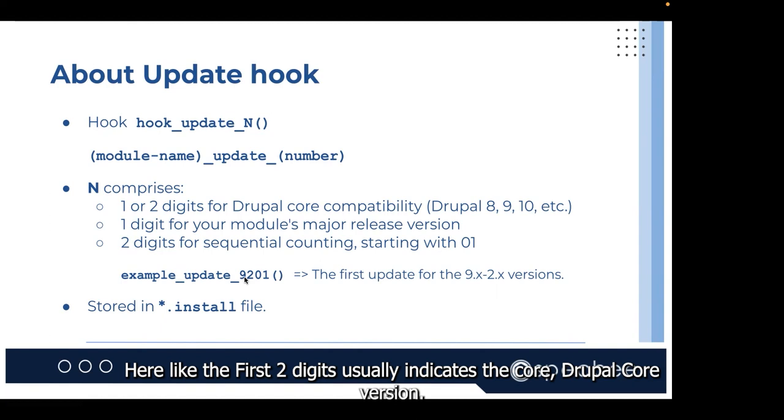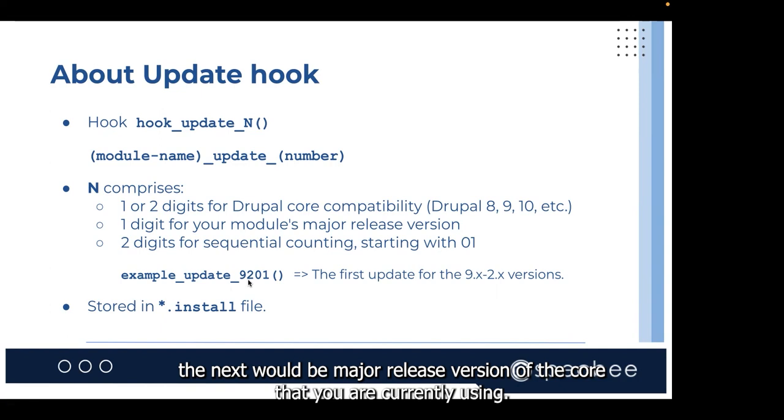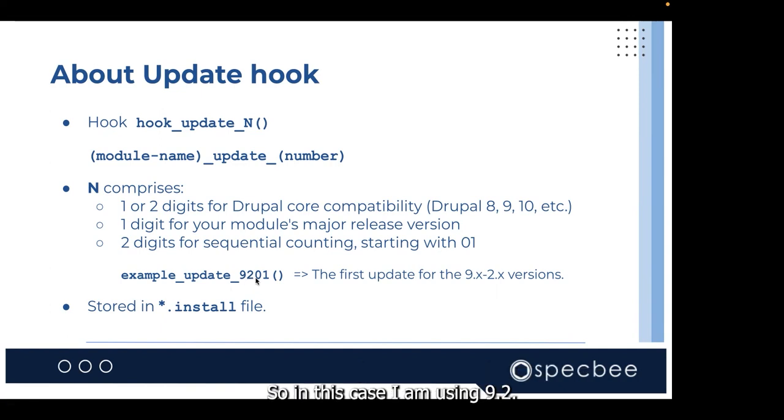Here, the first two digits usually indicate the Drupal core version. In this example, I've taken core as 9, so I've written it as 9. If it's 10, you write it as 10 there. Next would be the major release version of the core that you're currently using. In this case, I'm using 9.2, so I'll specify 9.2. And the last two digits refer to the count. It starts from 01, 02, and so on. In this case, this is the first update hook in my example module.